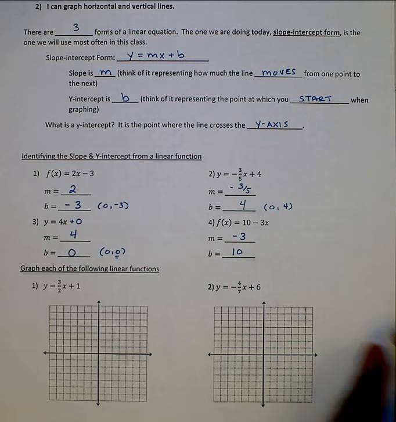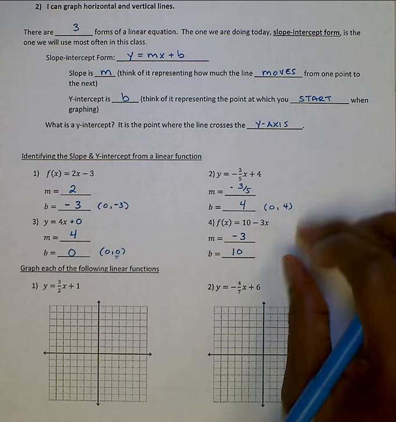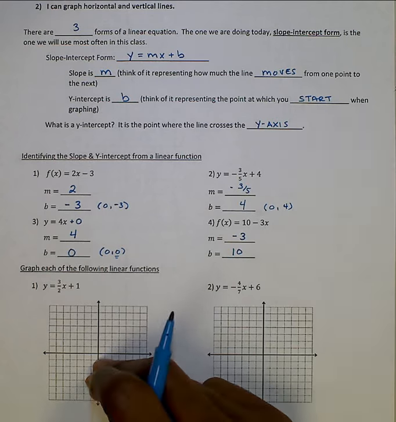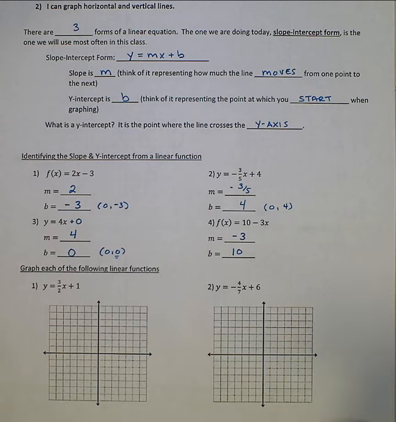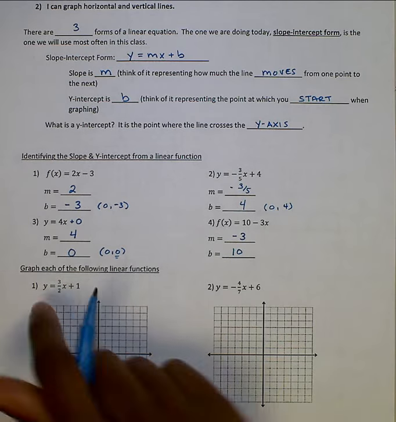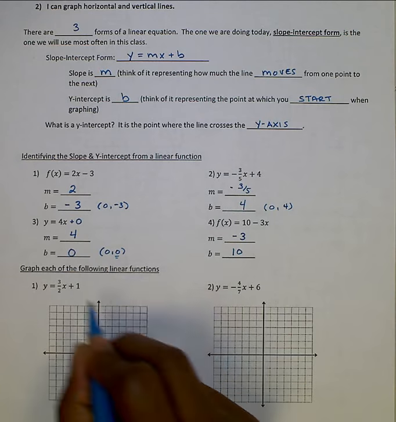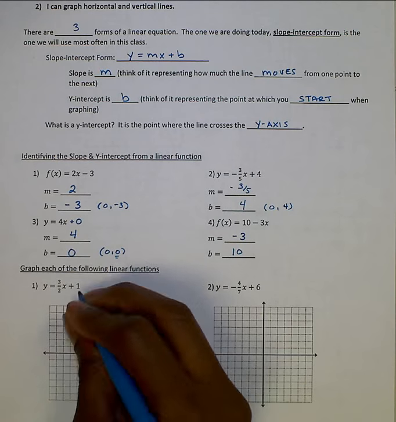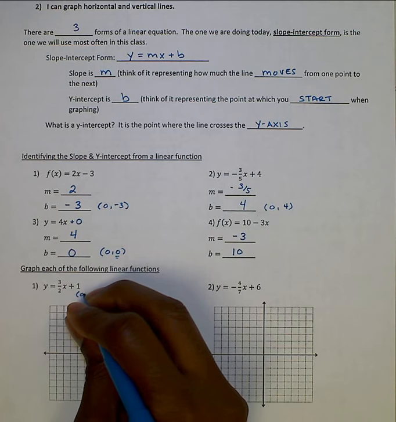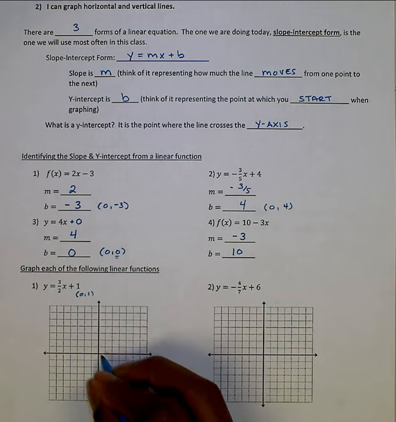Okay, now these problems are asking us to identify the slope and y-intercept. The next problems don't necessarily ask us to identify it, but we will need to identify it in order to graph it accurately. So we have y equals 3/2 x plus 1, and we want to graph this equation. We're given slope-intercept form, and so we always start with b. Our b in this case is 1. That's our y-intercept. That means that we should have a point at 0, 1.